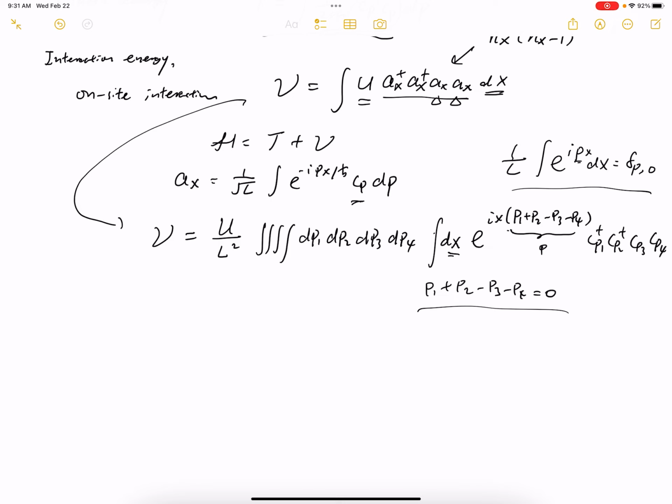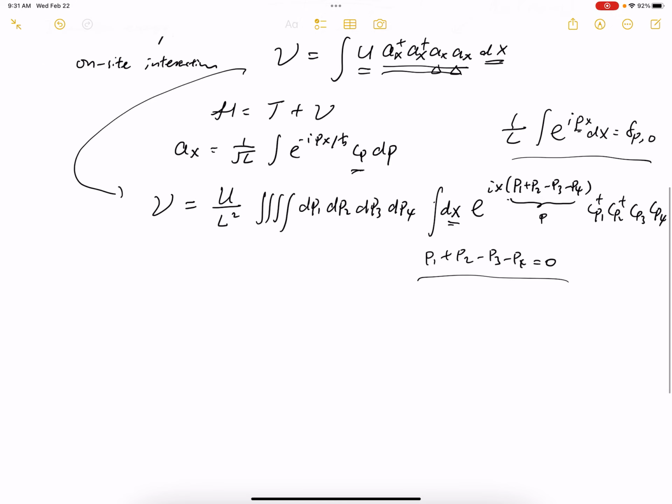Physically, this also makes sense because this is basically momentum conservation, right? So this interaction energy is going to conserve the momentum, in the sense that you can remove two particles and create two particles, but the total momentum cannot actually change. We also talked about this before. So using this property, we can at least remove the integral over dx. That's going to give us a delta function.